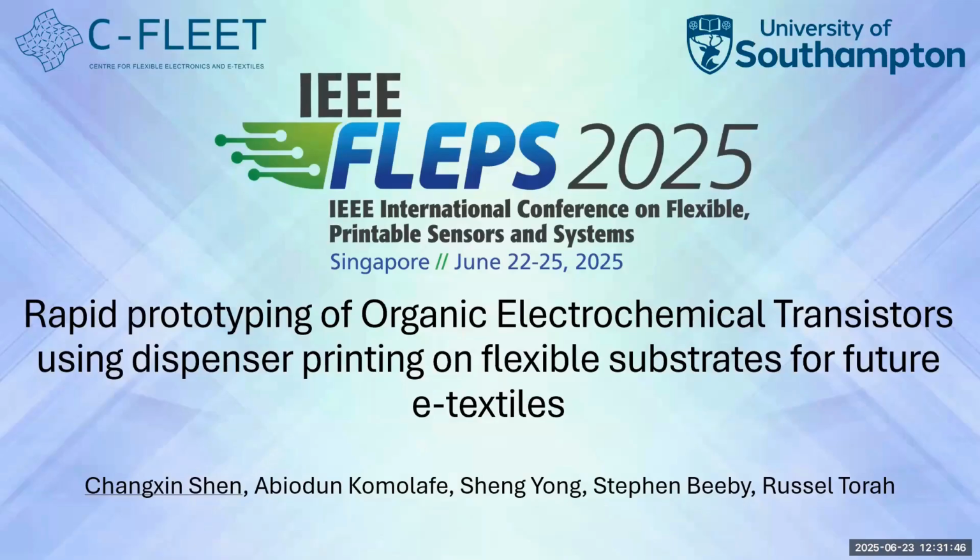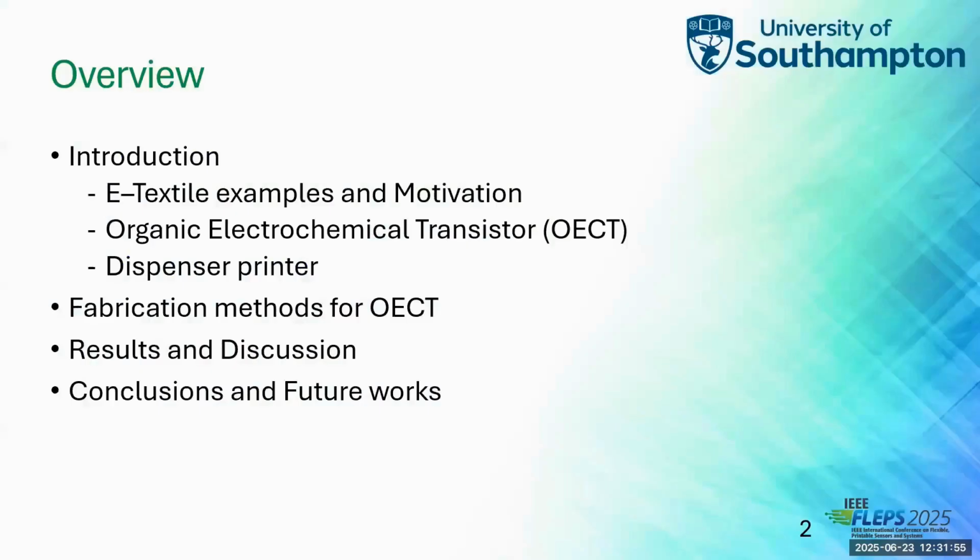Today, I will talk about rapid prototyping of organic electrochemical transistors for the future e-textile. So it's a quick overview. The first part is the introduction, some e-textile examples, and why I will do it. And then the organic electrochemical transistor as a dispenser printer, and part 2 is the fabrication method for OECT, and then the result, and finally a conclusion.